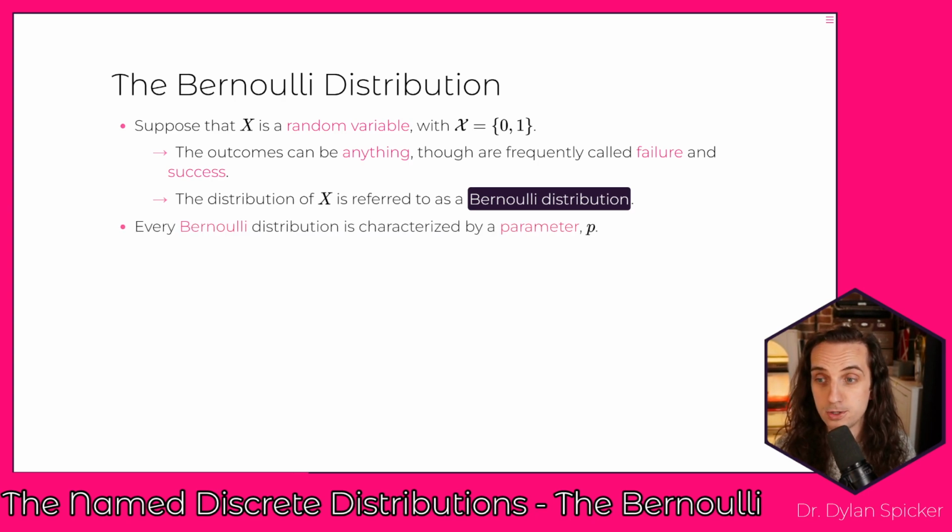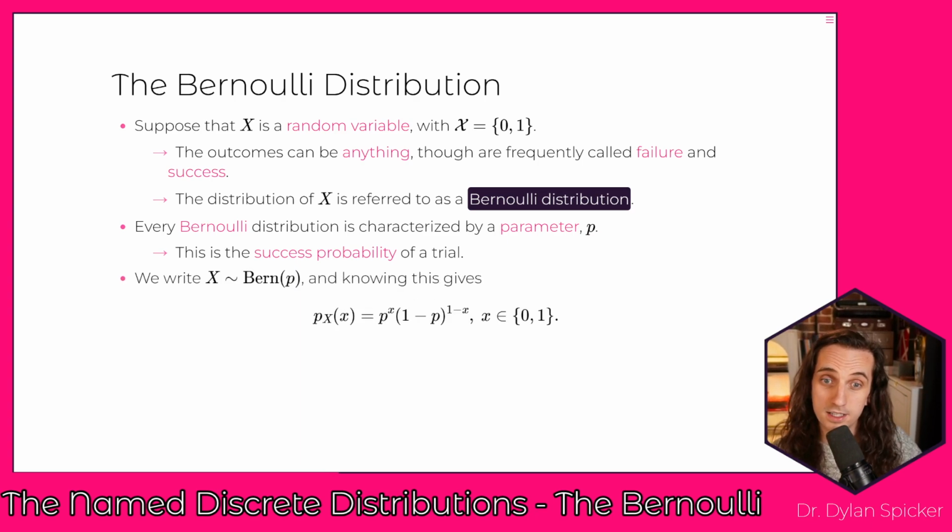And the Bernoulli distribution is always characterized by a parameter p. The parameter p is going to represent the success probability. And so here, p is going to be the probability that x equals 1. Right? We call 1 a success. p is going to represent the probability that it equals 1. And so if you know the success probability, then you know everything you need to know to characterize this distribution.